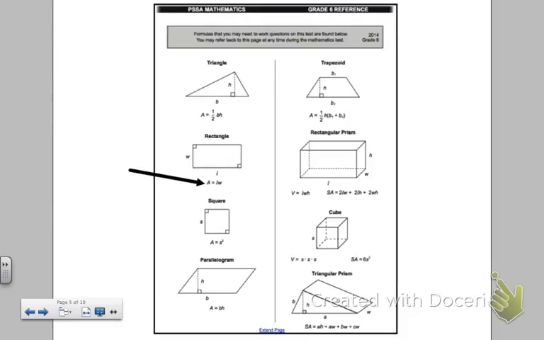If you look at your formula sheet, you can see the area of a rectangle is right here. Area equals length times width. That's where you will find the formula for area of a rectangle. And feel free to write in the formula for the perimeter if you'd like.